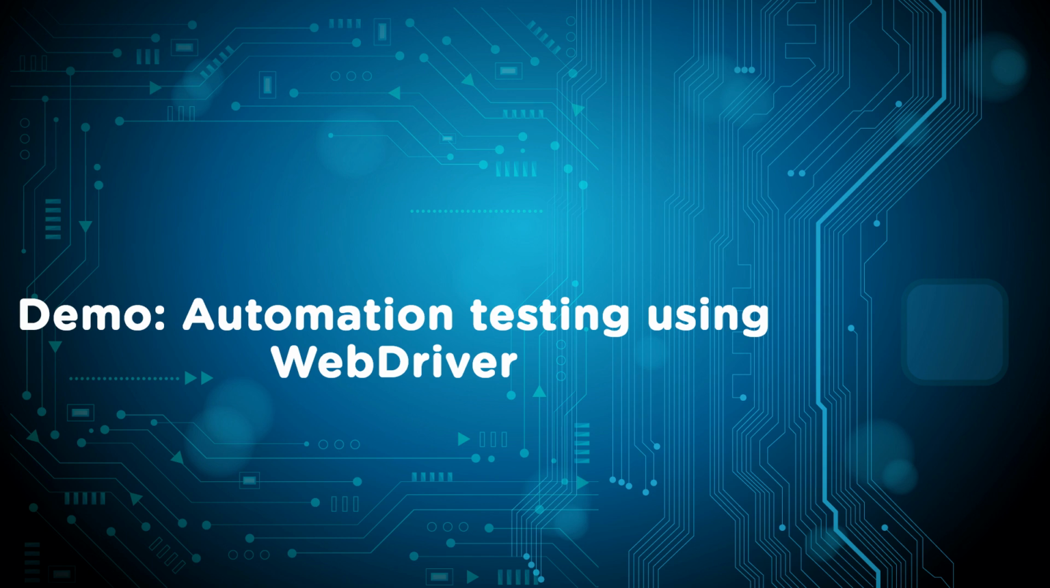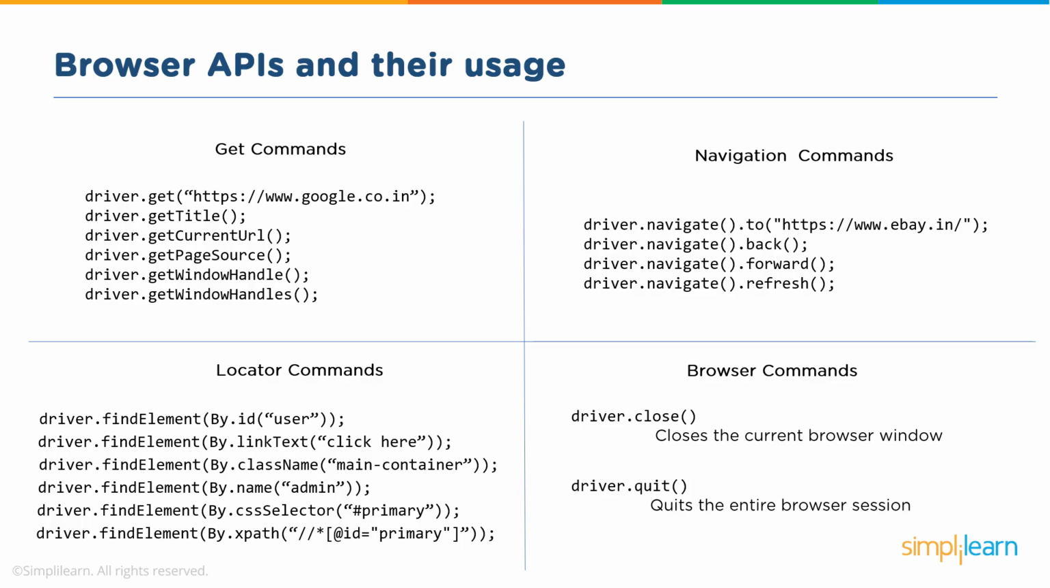Okay, so let's look at WebDriver in action. Before we do that, let's understand some of the basic browser commands and functions that we will be using in our demo today. The get commands. So there are 6 get commands to perform various actions on the browser. Driver.get. This is used to launch any website application. It takes a string argument and this needs to be a fully formed URL which you want to launch.